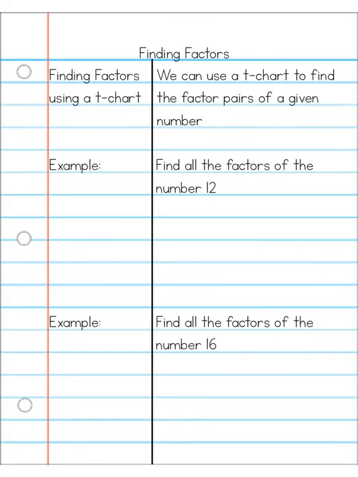So when we find the factors of a number, what we're really doing is finding a list of all the numbers that we can multiply together to get that number as a product. And the first method that we're going to talk about is using a t-chart to find the number of pairs of factors for a given number. Our first example is going to be to find all the factors of the number 12. So I'm going to make myself a t-chart.